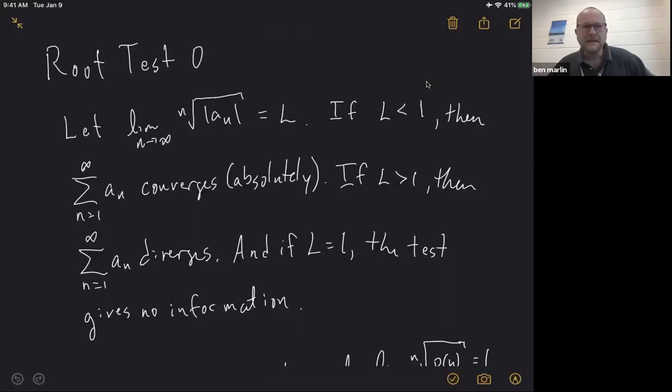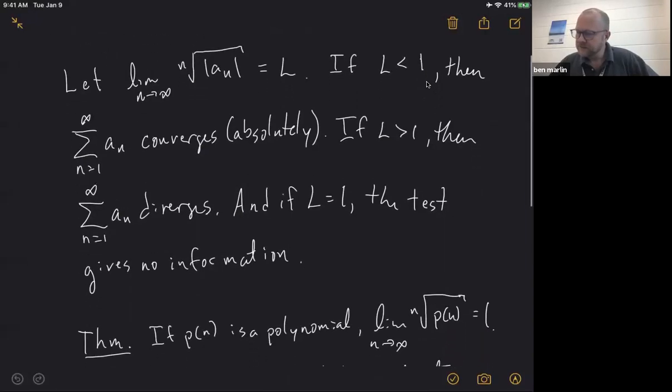So if you see something with a factorial in it, or something that feels like a factorial, go to the ratio test. But if you see something that looks like mostly geometric kind of things, the root test is pretty nice, okay? So let's take a look here at our basic information about the root test.